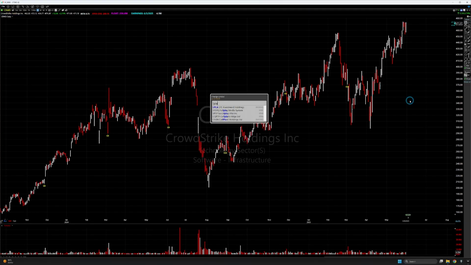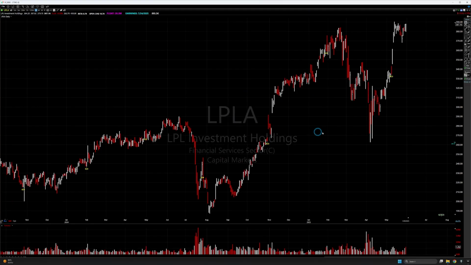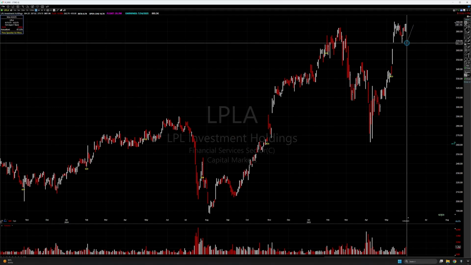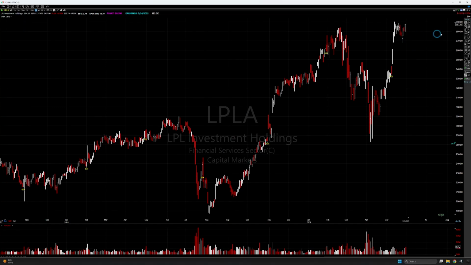Looking at some capital market stocks. We have LPLA, again, a nice handle. Risk is about 5%, making new highs. 400's next obvious level, and then sky's the limit.